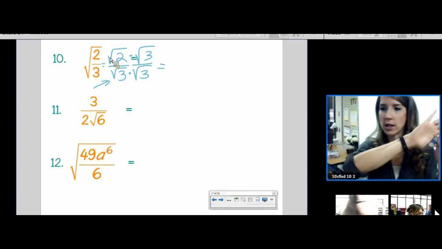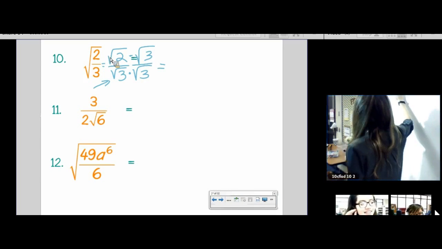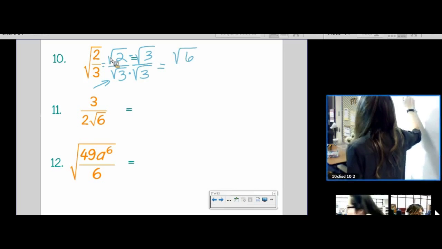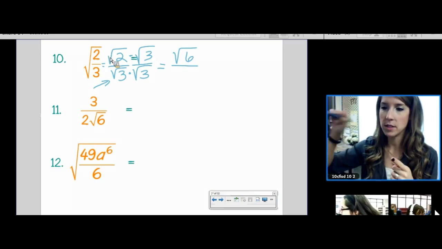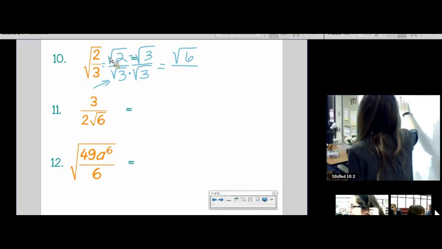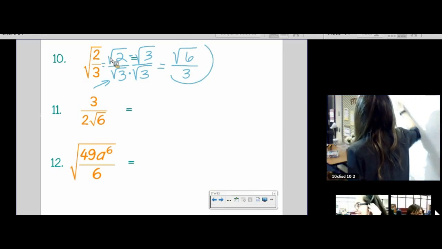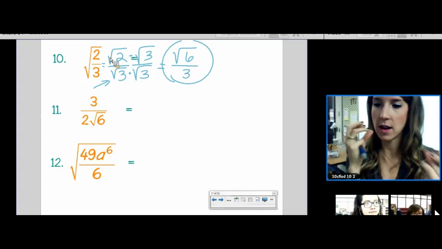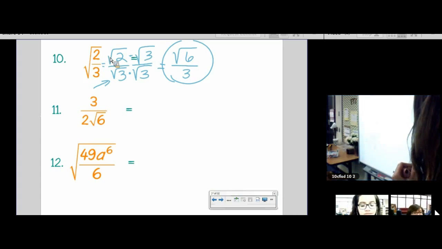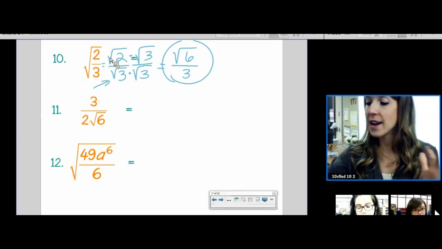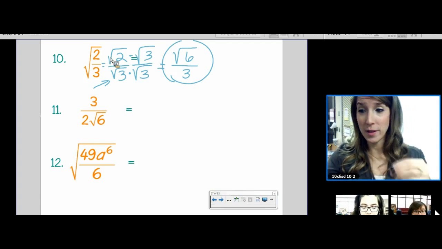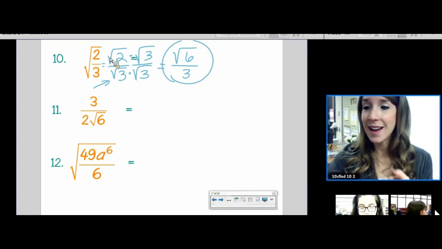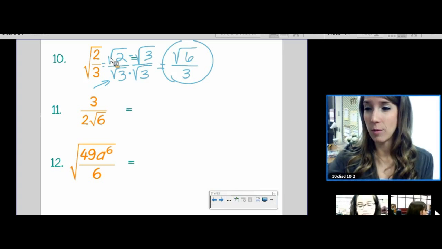Okay, we're going to multiply across the top. Square root 2 times square root 3 is square root 6. Multiply across the bottom. Square root 3 times square root 3 is just 3. The more you do of these, the quicker you're going to get. Number 11. Now, we've never had an integer in the denominator with our radical. Do not bring that along when you write your fancy number 1.